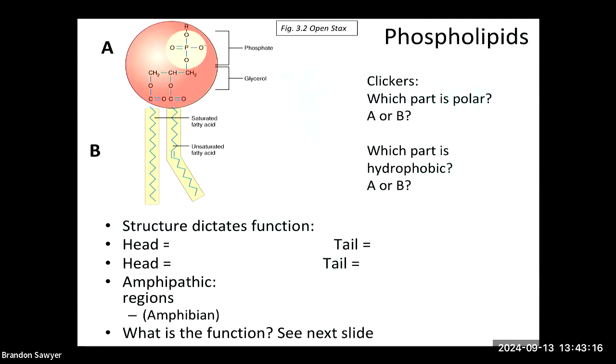With the people on your team, answer those two questions. Which part is polar? Which part is hydrophobic? And then send the first one in on your clicker. Which part is polar?